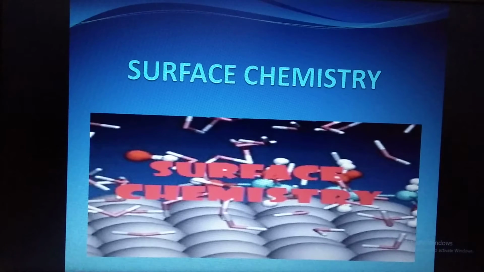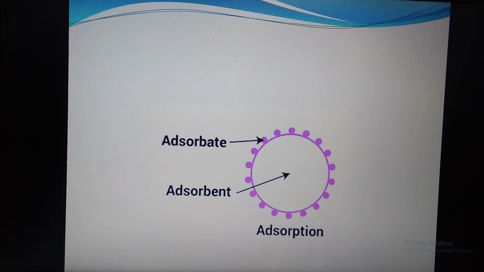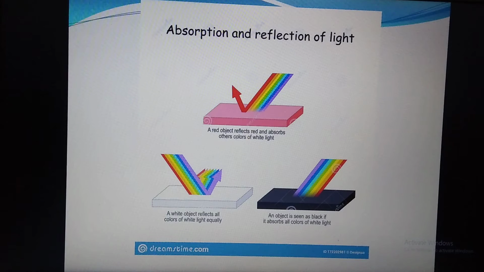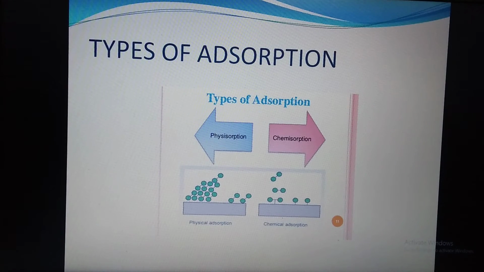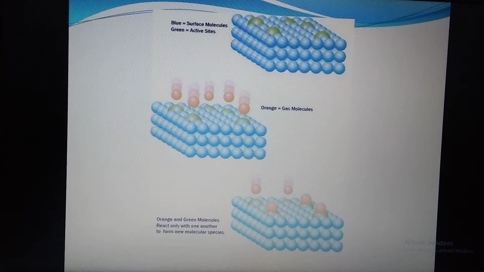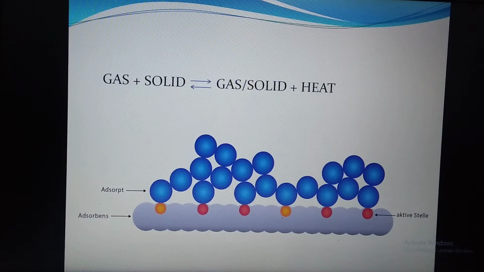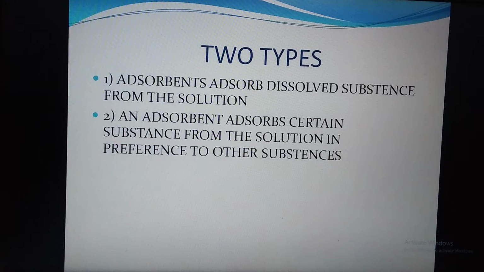Okay guys, let's go into our video, surface chemistry. In our previous video, let's see a small recap. We saw adsorption, adsorbent and adsorbate, and the different types of adsorption, physical adsorption and chemical adsorption, and what is in the adsorption. We also saw the differences between them and the factors influencing adsorption. These are the types. Okay guys, let's move ahead.